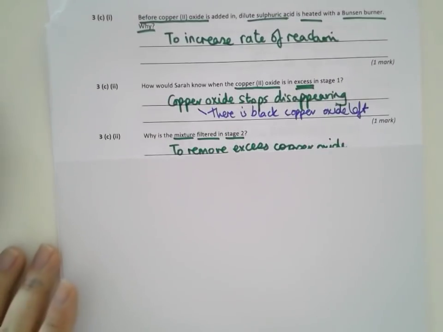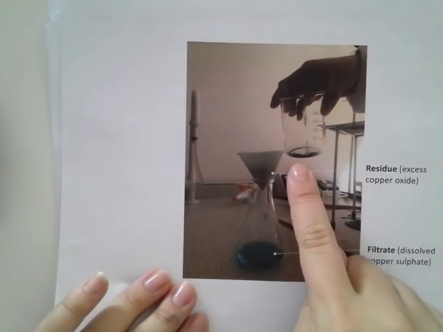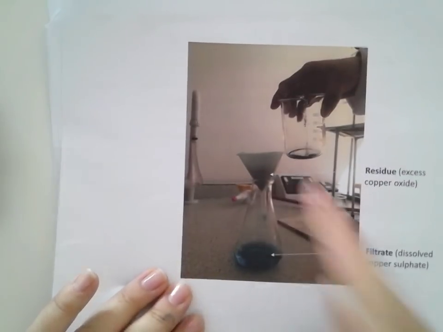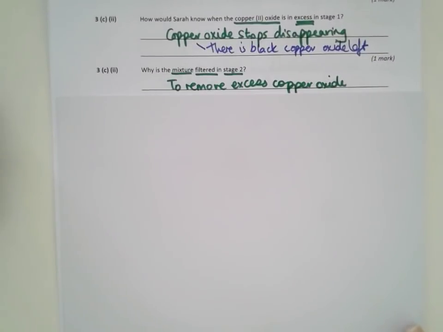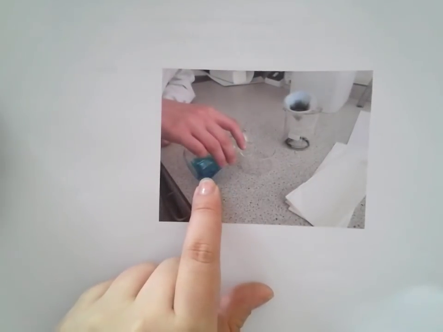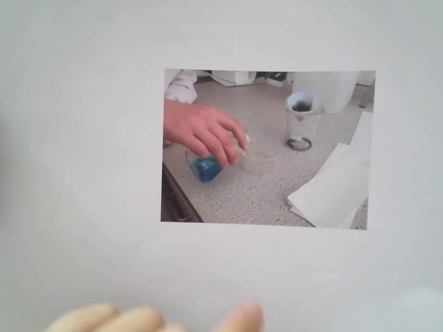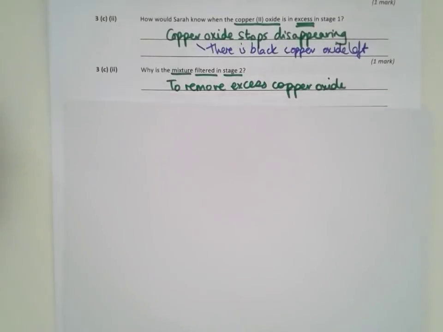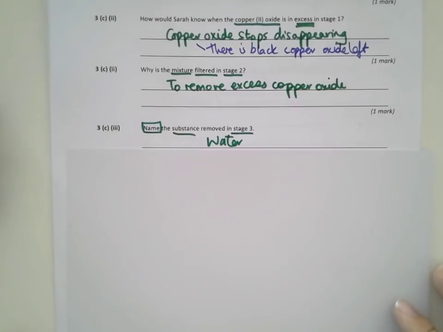Let me continue on. Why is the mixture filtered? Remember, we had to filter the mixture because you had this excess copper oxide in the beaker. So we're removing the excess copper oxide. And finally, you left it to evaporate because this copper sulfate had water. So it was aqueous copper sulfate, and so we had to remove the water. So this is stage 3. We had to remove the water to get the copper sulfate crystals at the end.